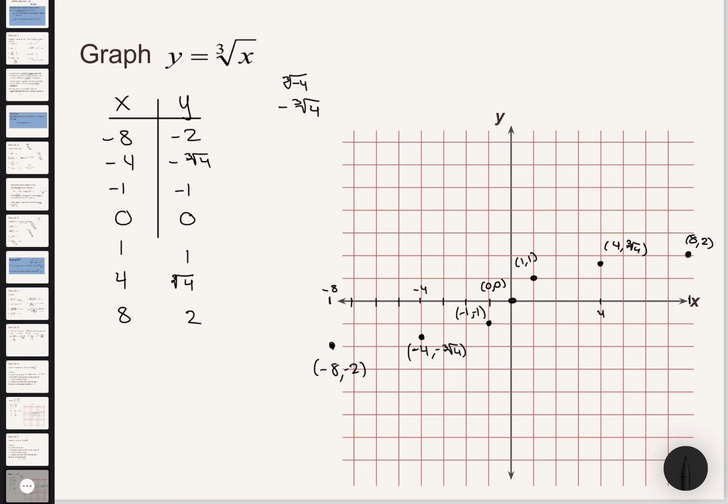All right, we want to connect these up with a smooth curve. It's going to look something kind of like this. That'll go off for eternity. This one kind of swoops down over here. That'll go off for eternity. And this is your parent function for everything that has a cube root as its highest term in it. Folks, with that, congrats, you're done with this lesson.